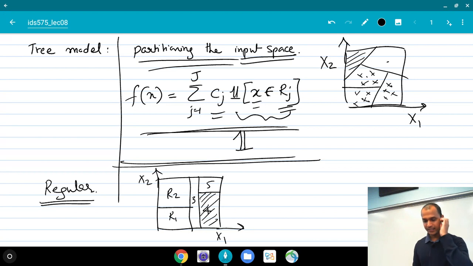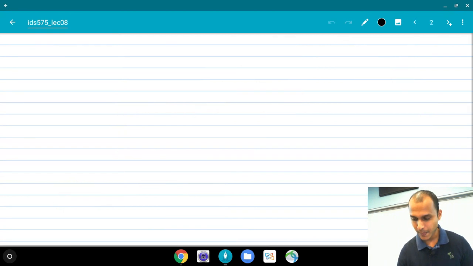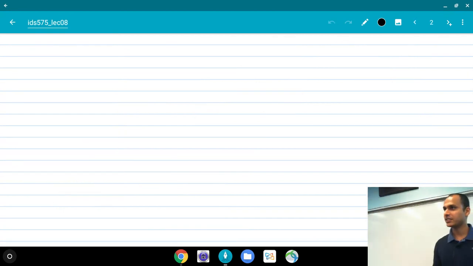So this is the model. We made it regular. In 2 dimensions we can actually visualize it, but in higher dimensions it's hard to visualize this type of regular partitioning. A very convenient way to visualize this type of partitioning is via a tree. So the same diagram, instead of looking at it spatially, we can visualize it as a tree.